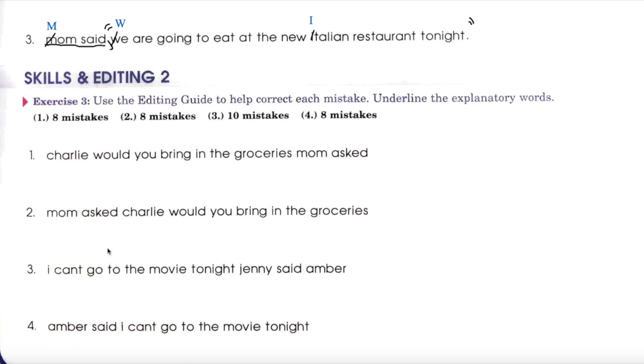Okay, now exercise 3: use the editing guide to help correct each mistake, underline the explanatory words. This one has explanatory words at the end, which is fine. We can still follow our steps. All right, let's start by capitalizing the first word of the sentence. Charlie, would you bring in the groceries? Mom asked.